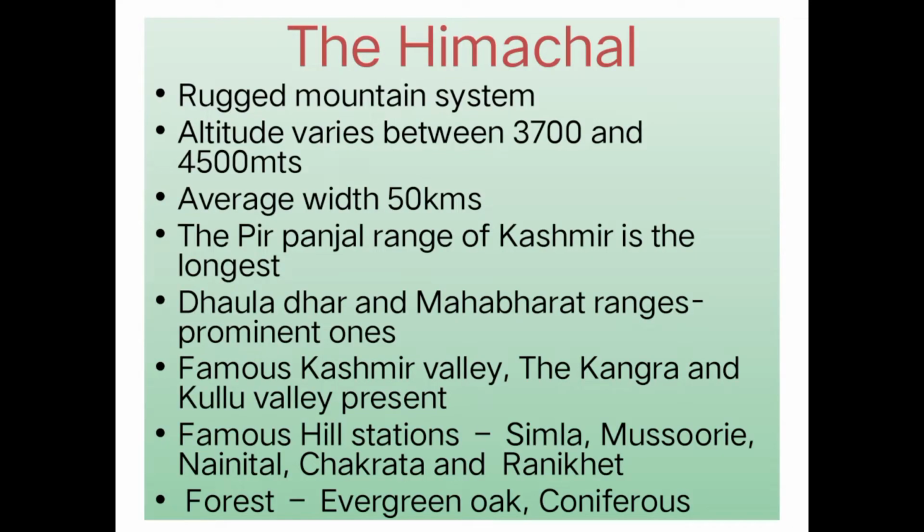The Himachal is the lesser Himalayas, the rugged mountain system, the rough mountain system. The altitude or the height varies between 3,700 and 4,500 meters. The average width of this mountain range is 50 kilometers. The Pir Panjal range of Kashmir is the longest range in these mountains. The other Mahabharat ranges are also the prominent ones.